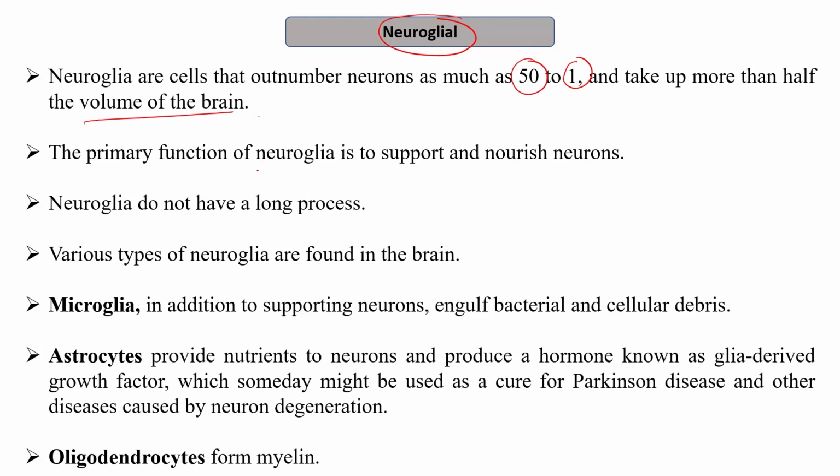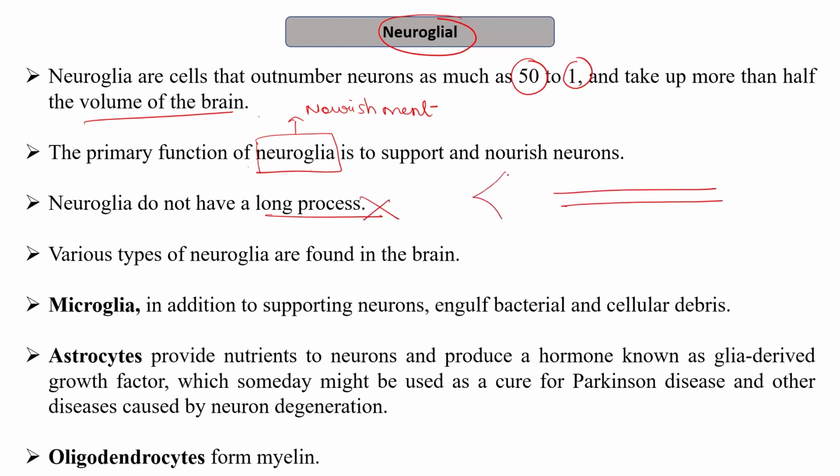What is the primary function of the neuroglial cells? The primary function is to provide nourishment to the neurons, and these neuroglial cells do not have a long process. Unlike the neurons, which have a long process known as the axon, neuroglial cells do not have a long process, and various types of neuroglia are found in the brain. For example, we have microglia, astrocytes, oligodendrocytes, etc.